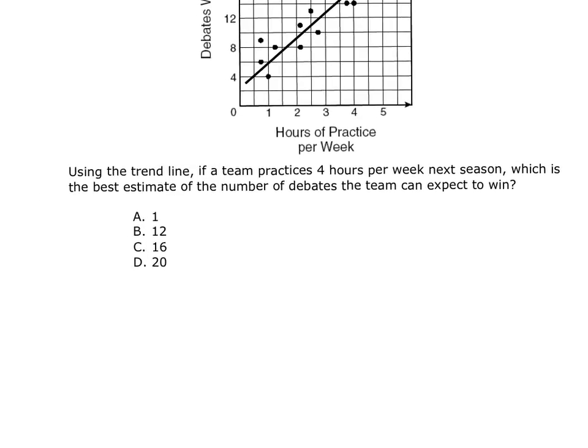Okay, next one. The coach of a group of debate teams answered a survey about hours of debate team practice and number of team wins. And then we have our graph, and it already has a trend line drawn. Remember, a trend line has to go kind of in the middle of your data. You should have an equal number of points above and below the line. So using the trend line, if a team practices 4 hours per week next season, which is the best estimate of the number of debates they can win?